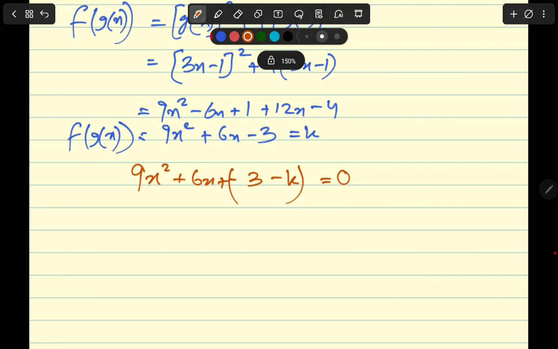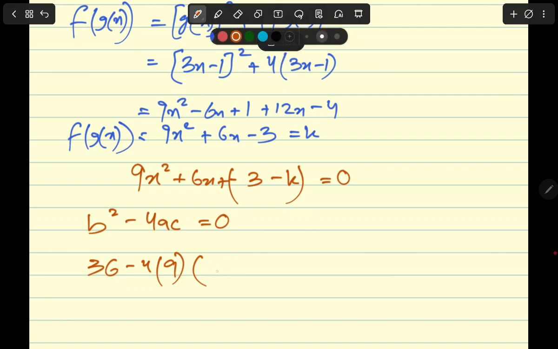Now, this 9 is my a, this 6 is my b, and this minus 3 minus k is my c, and I can put it in my discriminant formula, which is b squared minus 4ac, and since there is only one solution, this is equal to 0. So now b squared is 36 minus 4, a is 9, c is minus 3 minus k, or I can put plus 3 plus k and send the minus here and equate it to 0.